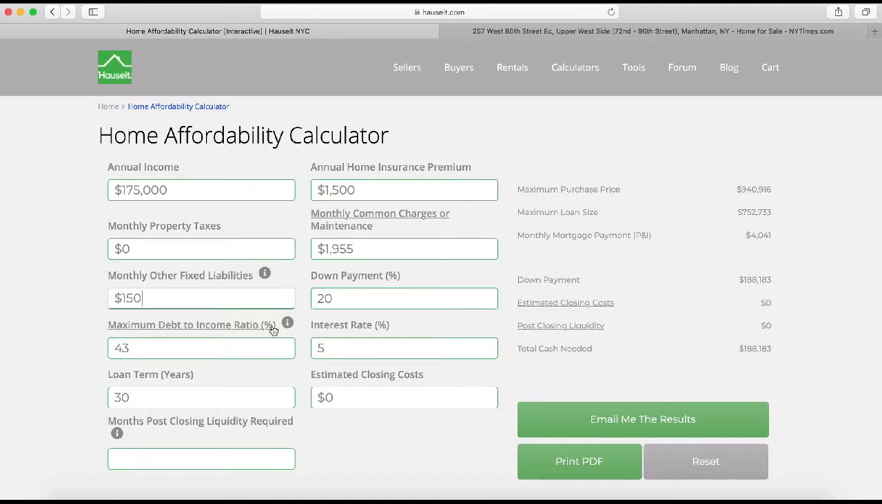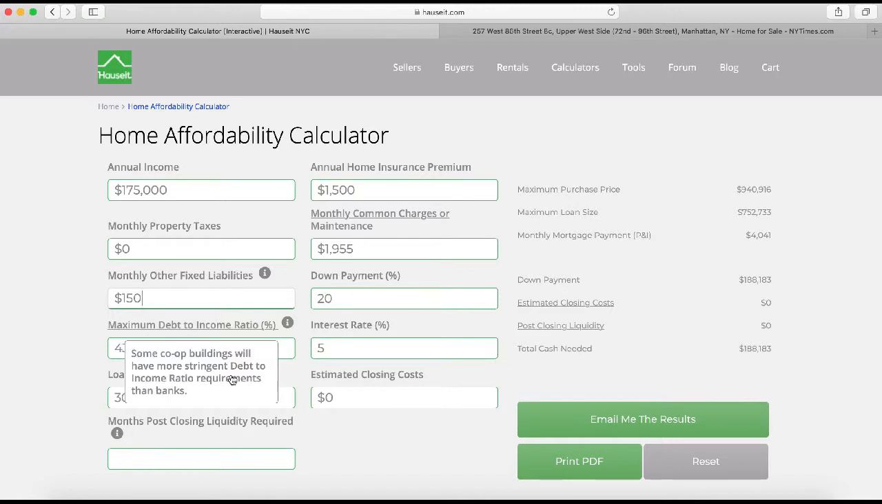And the debt-to-income ratio does include monthly other fixed liabilities in addition to the various housing expenses. Now, one thing important to point out for a cooperative in particular, most co-ops will have a requirement for buyers that they have a certain amount of liquid assets after closing.